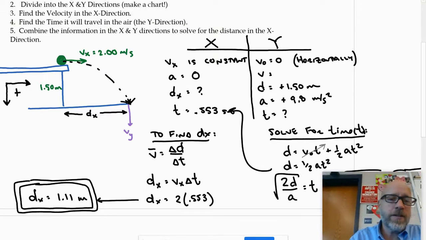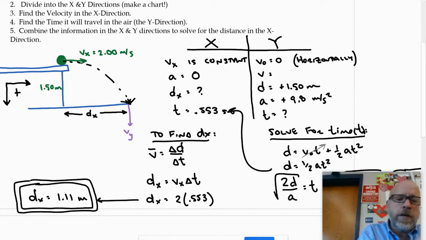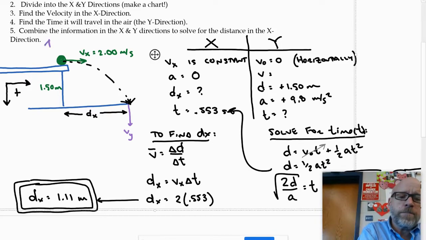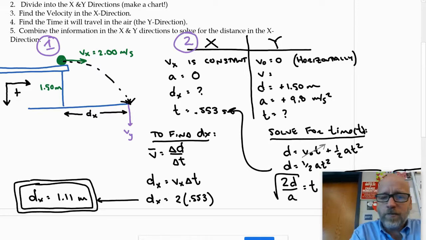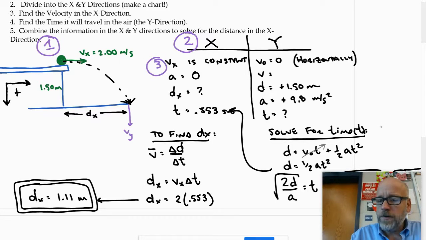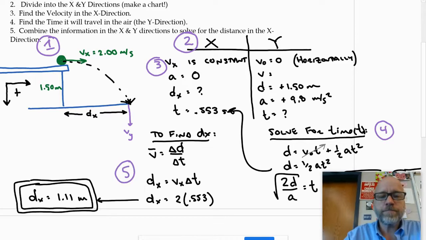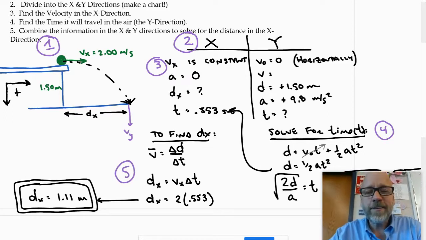You got this. Just to make sure we're all good, the steps. First step, draw a picture. Number 2, make a chart. Number 3, find the velocity in the x direction. Well, that was pretty easy. That was given. It won't always be. Find the time using the y direction was step 4. And then step 5 was finding the displacement in the x direction. What do you think? You got this? I think you do too.